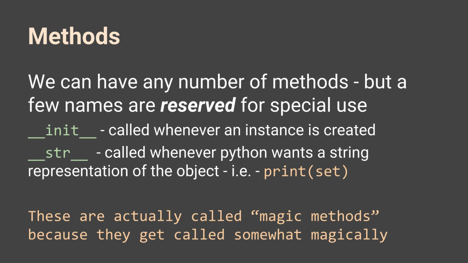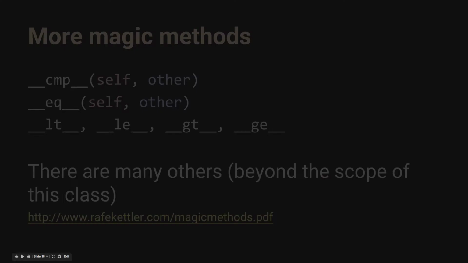These methods with the double underscore are called magic methods because they get called somewhat magically. You don't actually ever directly call them. So the init function is not directly called. It's called automatically when you create an instance of an object. The string method is not called explicitly, although you can call it. Instead, when you do something like print and you give a variable of type set, Python will automatically call the string function on it if it's there.